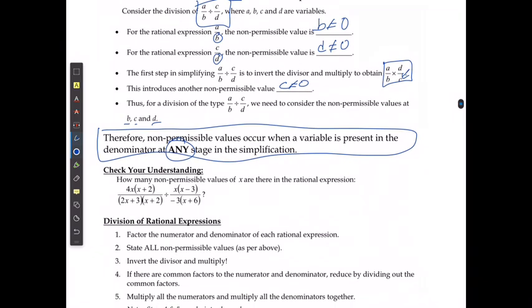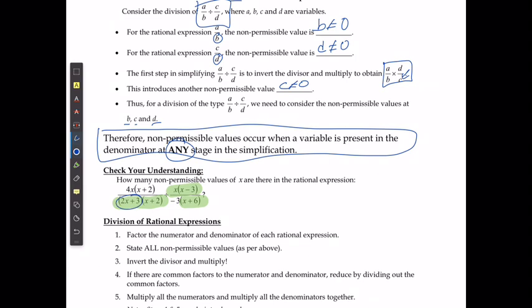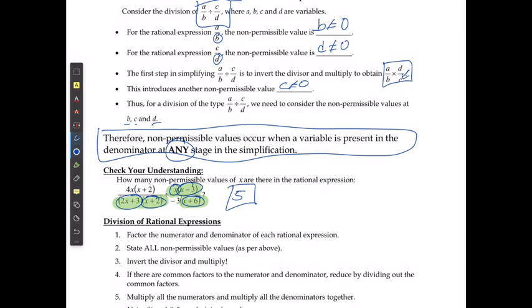So if I'm looking for non-permissible values in this expression, I'm looking for non-permissible values that exist in the denominator of the first part, as well as after the division sign in the denominator and in the numerator. So I can see that I'm going to have one here, one here, one here, one here, and one here. I'm going to have 5 non-permissible values in this case.